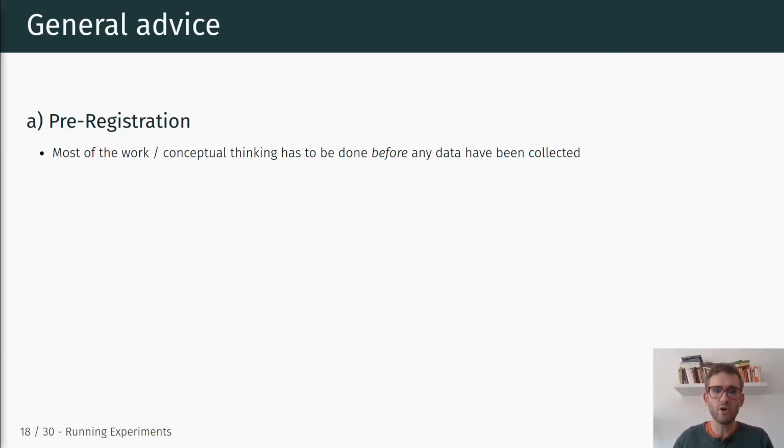So one way to guard against that and to make sure that we're really testing the hypothesis that we initially set out to test, and also to give other researchers confidence that our results are really robust, or at least that they were hypothesized before we collected the data, it is useful to create this public record, this pre-registration.